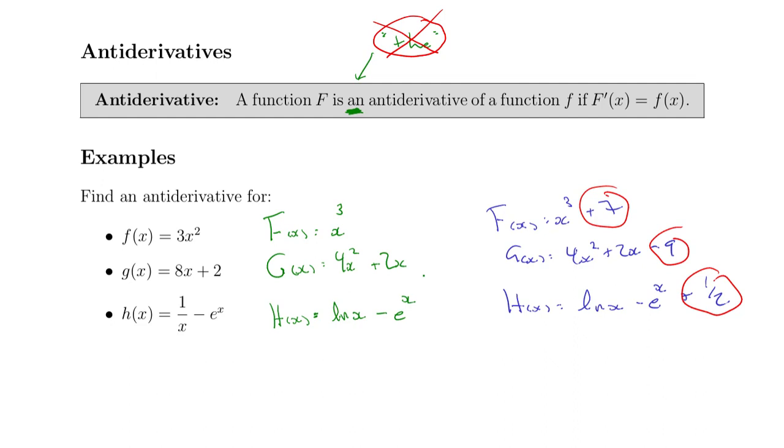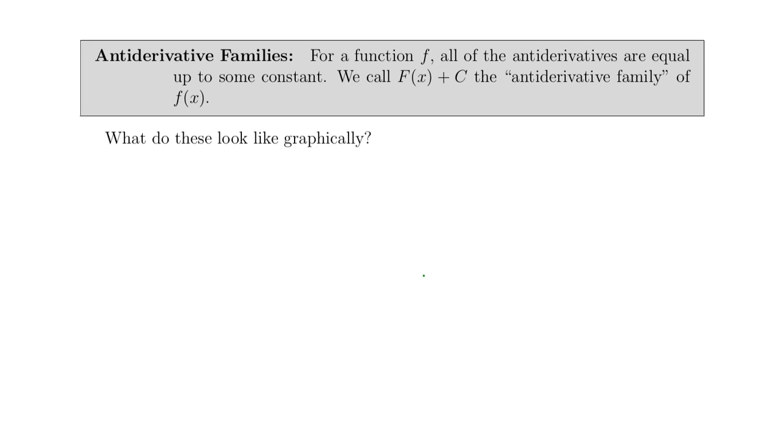There's more than one answer. There's an infinite number of answers. We call these things antiderivative families, and so we're really going to just sum this up by saying plus c. This here stands for constant, meaning you can add or subtract any constant. C can be negative, and it'll still be an antiderivative. So all of the antiderivatives are the same thing up to some constant.